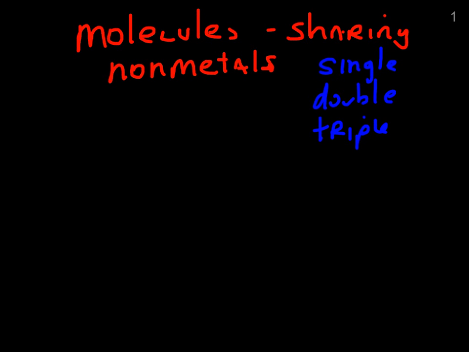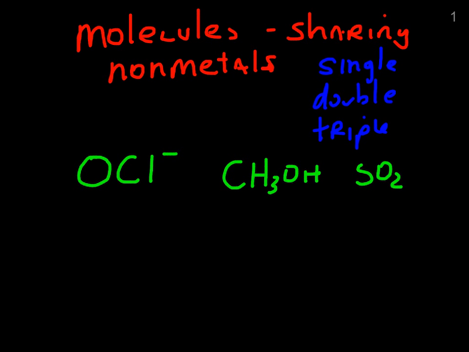So what I'm going to do is I'm going to draw three dot diagrams, one for OCl minus, one for a molecule CH3OH, and another molecule SO2, make that SO3 2 minus. Now, two of those are polyatomic ions. They're molecules that have ionic charges to them because they've gained electrons from somewhere else. And one of them is a molecule.